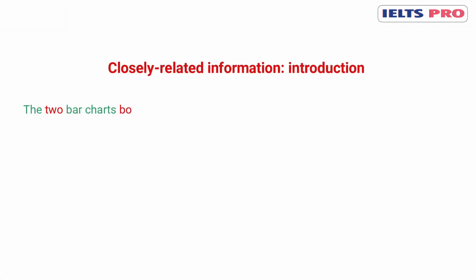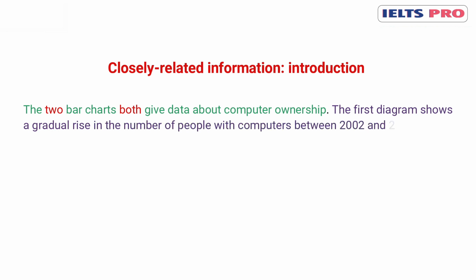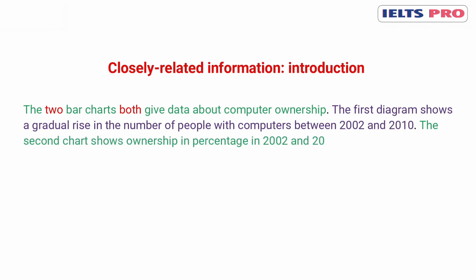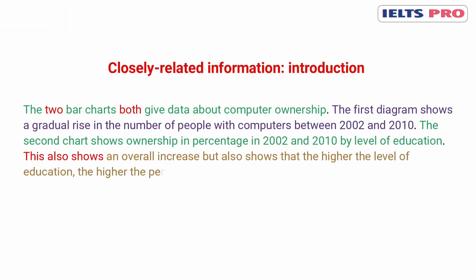Conclusion, if time. Closely related information, introduction. The two bar charts both give data about computer ownership. The first diagram shows a gradual rise in the number of people with computers between 2002 and 2010. The second chart shows ownership in percentage in 2002 and 2010 by level of education. This also shows an overall increase, but also shows that the higher the level of education, the higher the percentage of computer ownership.